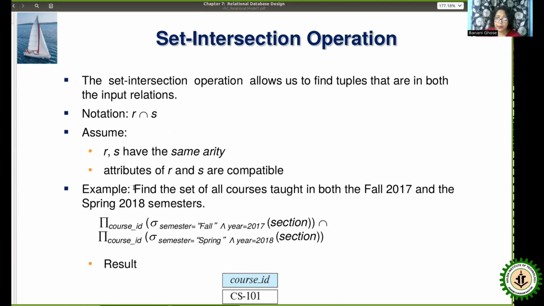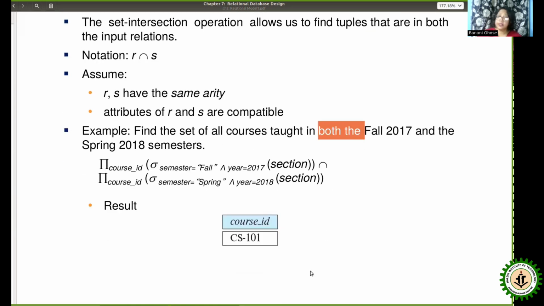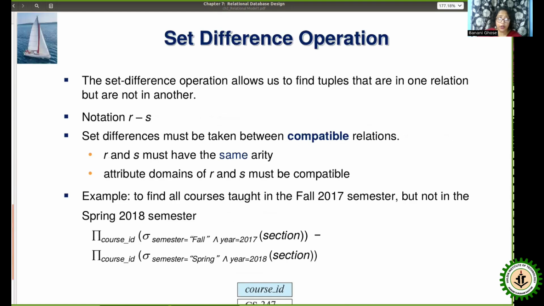Coming to the example, find the set of all courses taught in both the fall 2017 and the spring 2018 semesters. Mind it, both. So the same thing is to be done, but the operation will be the intersection operation, as we already know from set theory knowledge. Now it is depicted like this.